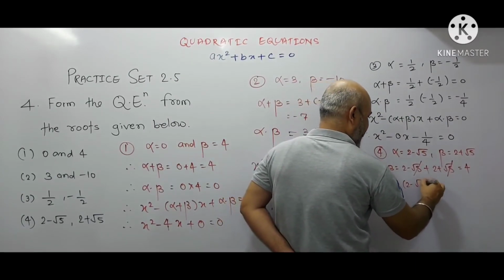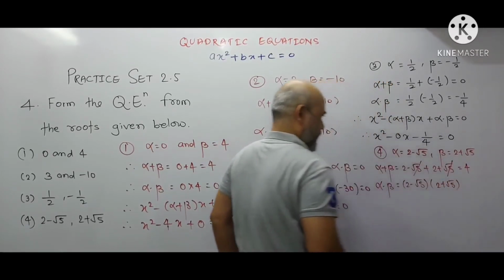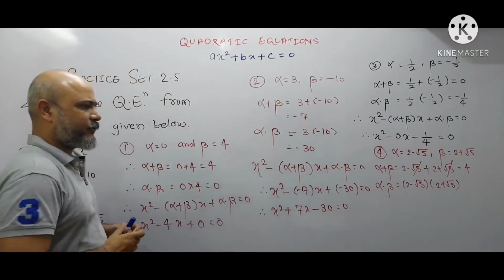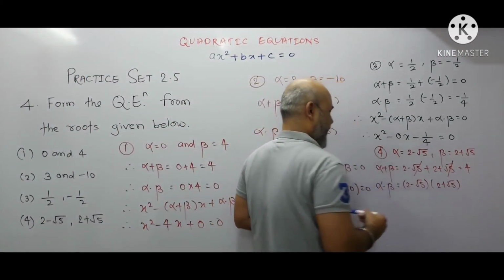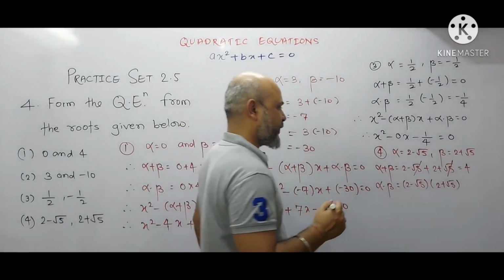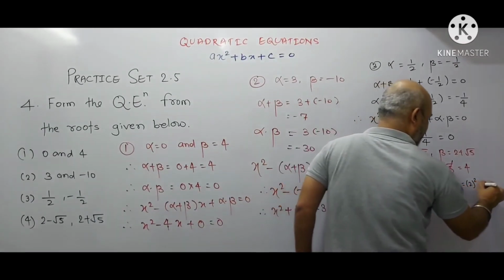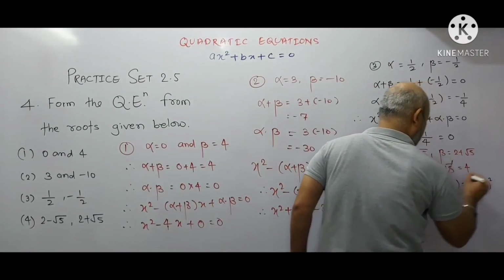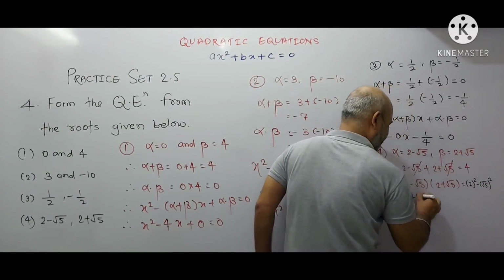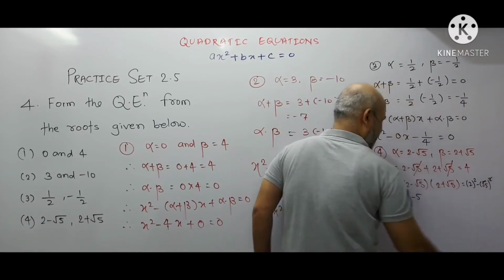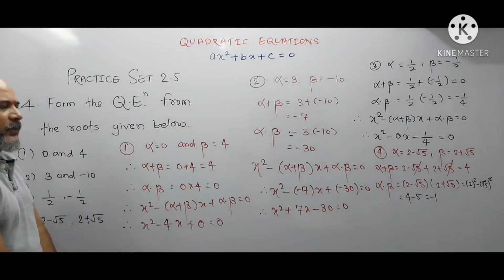Alpha is 2 minus root 5. Beta is 2 plus root 5. Now here you can use the formula of a square minus b square, because this is a minus b, this is a plus b. So you will use your formula a square minus b square. So you will get 2 square minus root 5 square. So 2 square will be 4 minus root 5 square will be minus 5, because square and root will cancel out. You will get minus 1. So value of alpha into beta is minus 1.